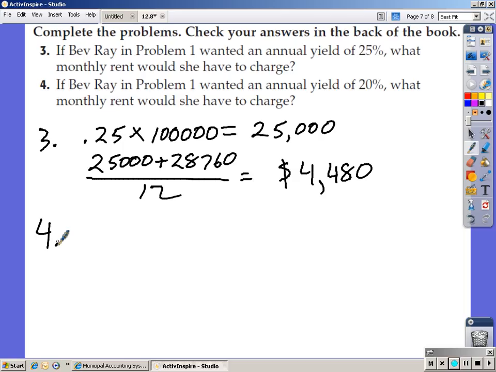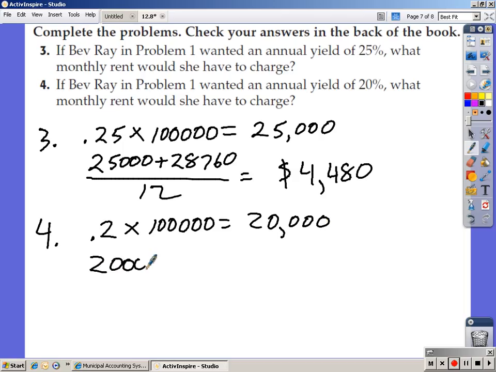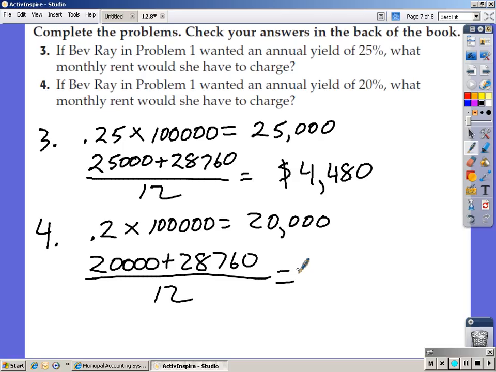Okay, number 4. She wants an annual yield of 20%, so 0.2 times the $100,000 investment that she's got. That gives you a $20,000 desired annual net income. Take $20,000 plus your expenses of $28,760. Divide it by 12. Plug that in your calculator real fast. And that leaves you a monthly rent of $4,063.33.